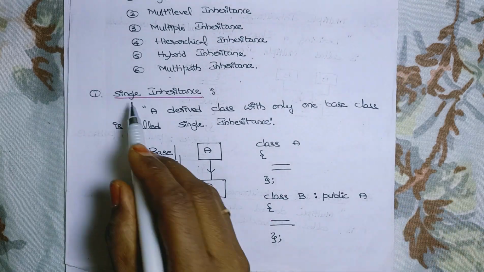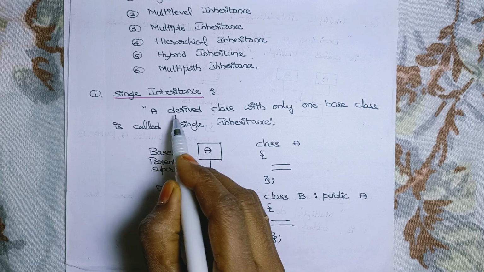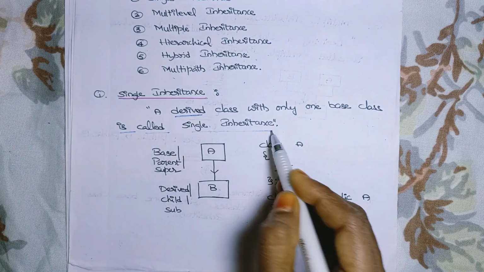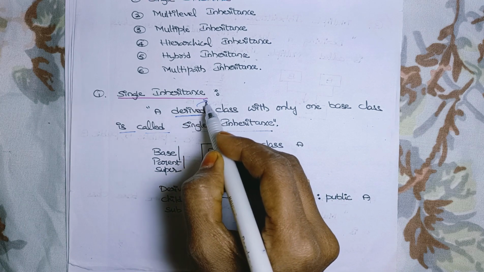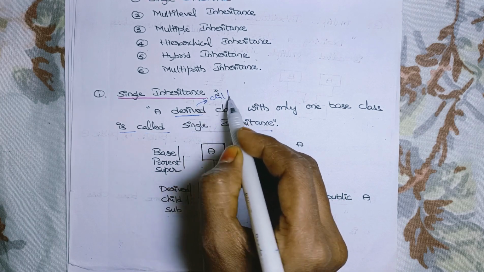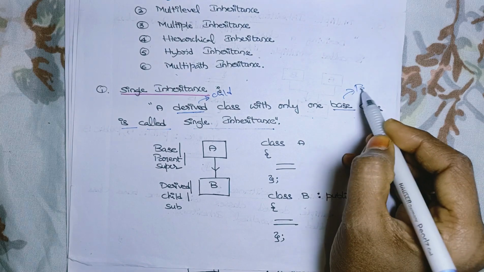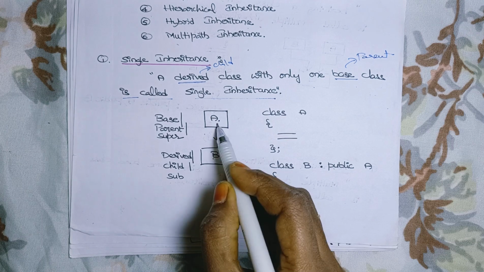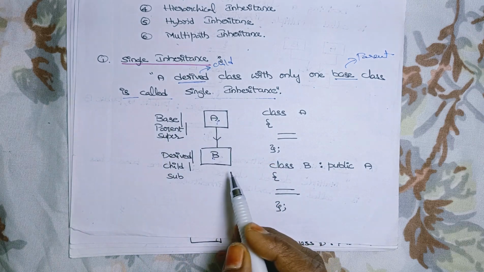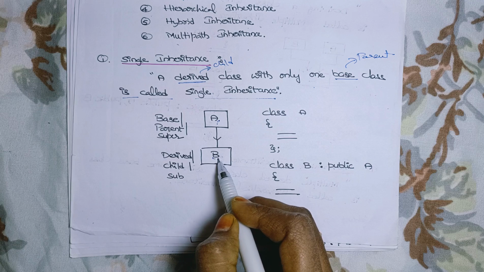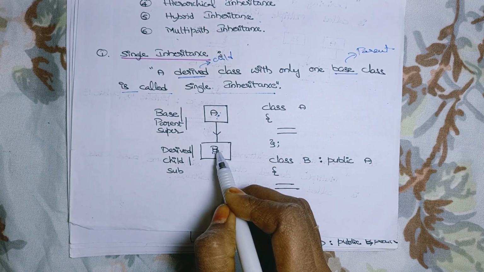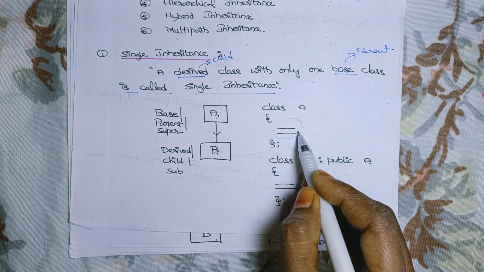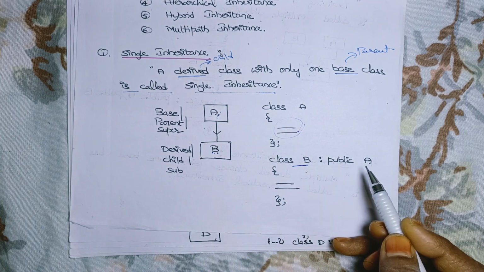First, single inheritance. A derived class with only one base class is called single inheritance. Always remember the derived class as a child class, and the base class as a parent class. If it consists of only one parent and one child relation, then that is a single inheritance. So here class A properties can be used in class B.